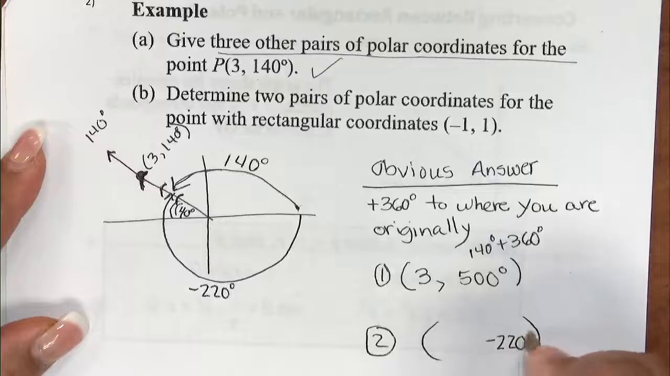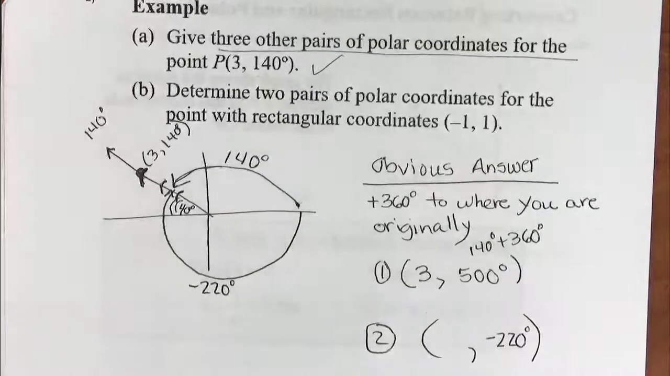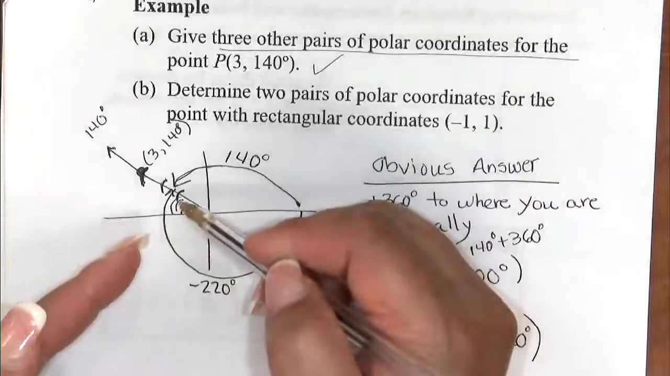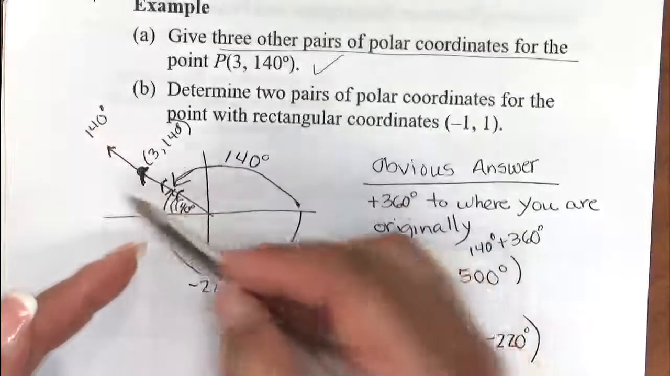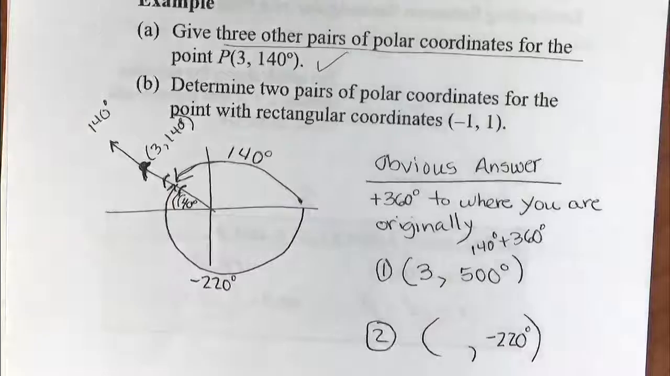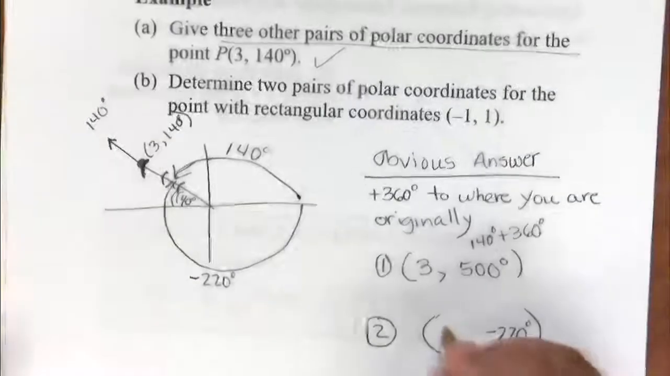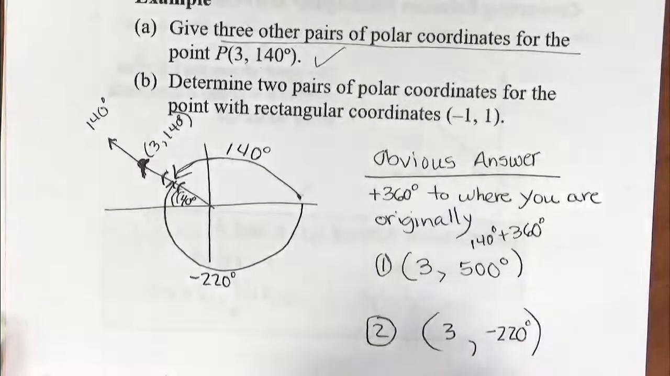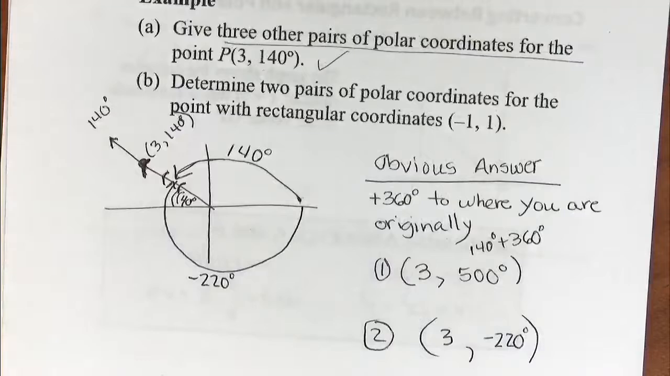Negative 220. I think these are easiest to give in degrees because, you know, the reference angles aren't things that we're familiar with. And then once I got to negative 220, if I want to land on this particular arm, don't I have to go out positive 3? So I'll keep the 3 positive. Then if we want to go with your suggestion of using a negative 3, let's see. We're going to use the negative 3.